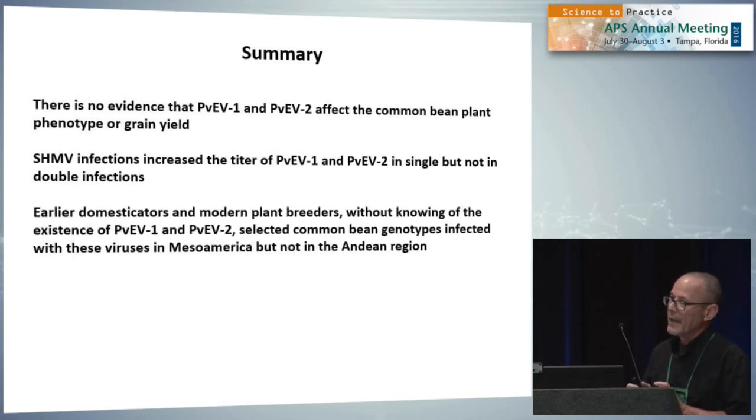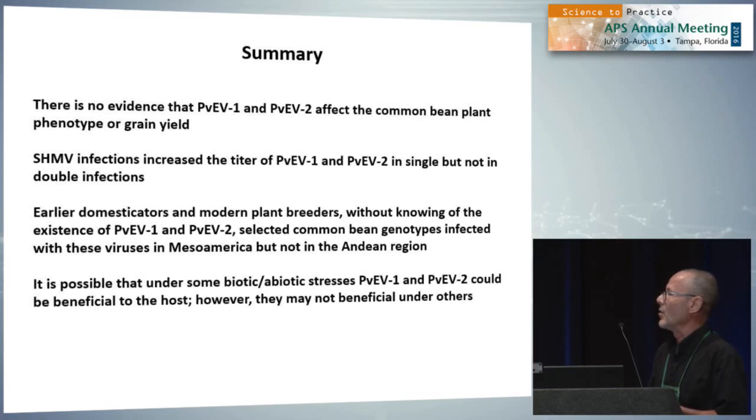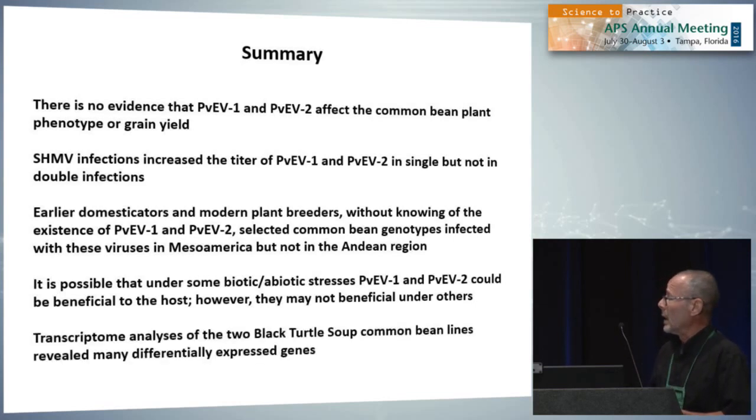One thing I want to point out is that early domesticators, without knowing of the presence of these viruses in common bean, selected the two viruses for cultivars in Mesoamerica, but not in the Andean region. So it's possible that under some biotic or abiotic stresses, these two viruses could be beneficial to the host, common bean, but may not be beneficial in others. They might not be beneficial in the Andean region, but beneficial in Mesoamerica. And finally, the transcriptome analysis shows quite a variety of differentially expressed genes.